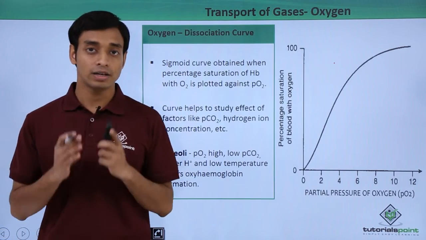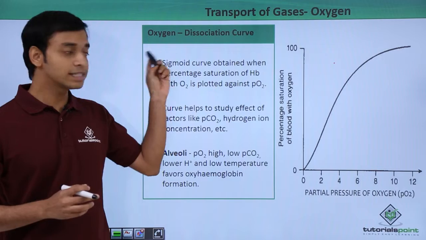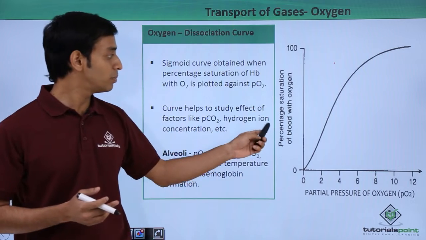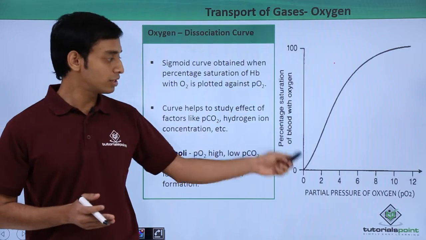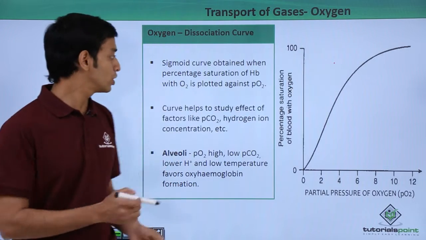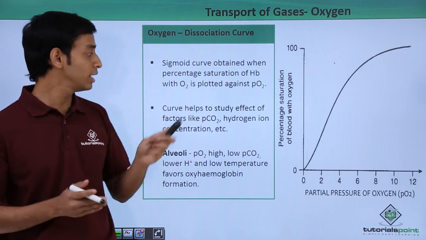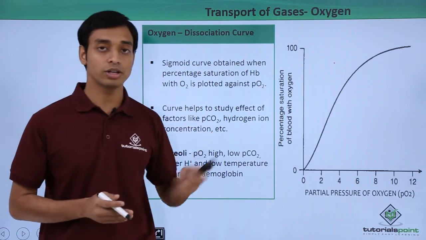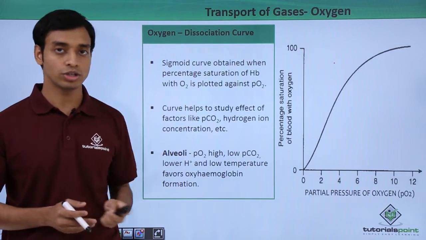Now let us study one of the important curves, which is known as the oxygen dissociation curve. This is a curve which is obtained if we plot the partial pressure of oxygen against the percentage saturation of hemoglobin in the blood with oxygen. If we plot this, we get a sigmoid curve, that is an S-shaped curve, as you can see over here. This is known as the oxygen dissociation curve.